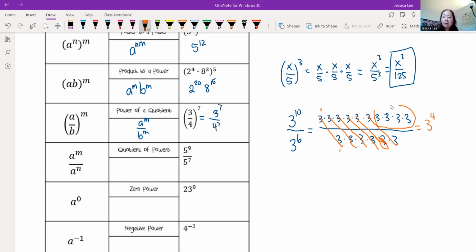Because those are left on top. Do we need to write over 1? No, because 3 to the 4th power over 1 is just 3 to the 4th power. Anything divided by 1 is just whatever that anything is.